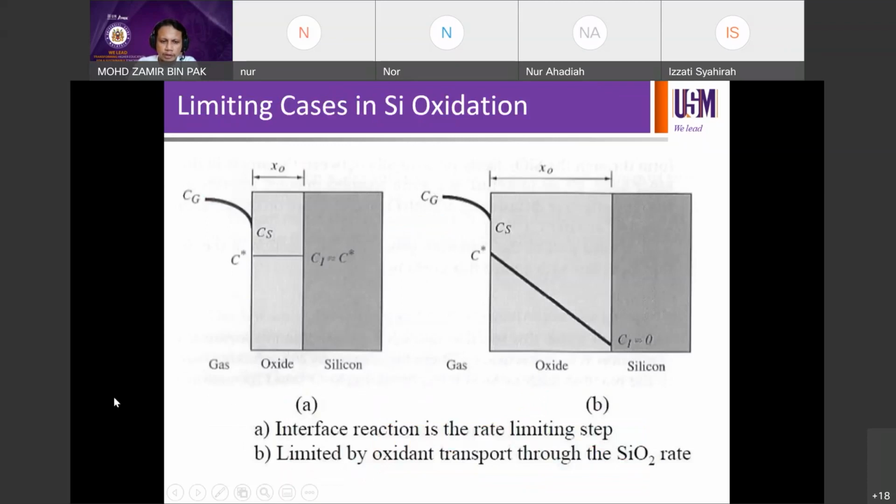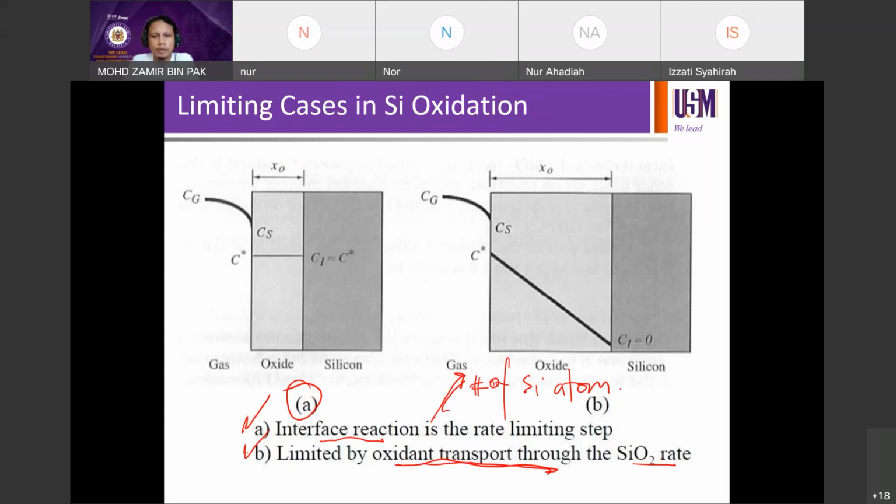So you can see that for A, where you just started the process, the interface reaction is the limiting step, where this is controlled by the number of silicon atoms at the interface. And in the second phase, the reaction is limited by the transport, or the diffusivity in this case, through the oxide. So we can always relate this to the same curve.